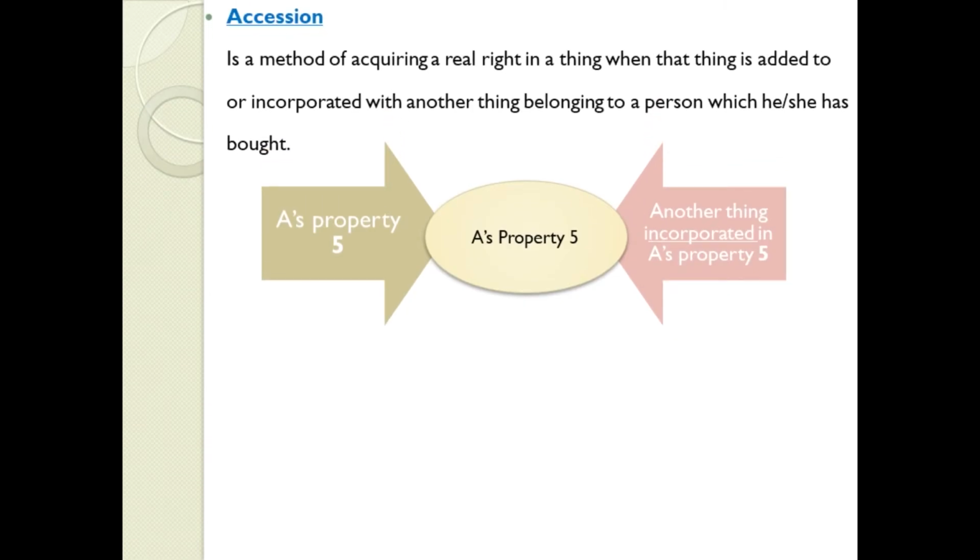Under original ways of acquiring ownership, we have accession. It is a method of acquiring a real right in a thing when that thing is added or incorporated with another thing belonging to a person which he has just bought. For instance, A has got property 5 and he incorporates in his property another thing that has been bought. And this too becomes his property.